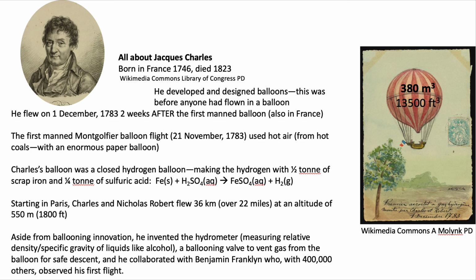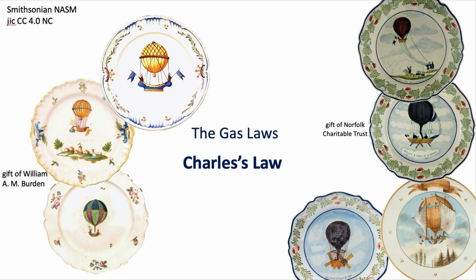And aside from ballooning and doing gas law calcs, he invented a hydrometer measuring relative density, specific gravity of liquids like alcohol, a ballooning valve to vent gas for safe descent, which he obviously was using, and he collaborated with Benjamin Franklin, an American scientist, who, along with 400,000 others, observed his first flight. So that's a summary of Charles' law.